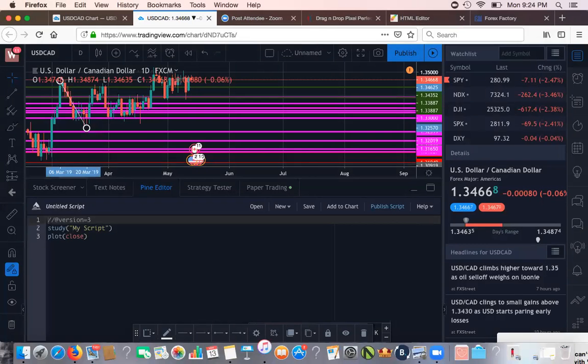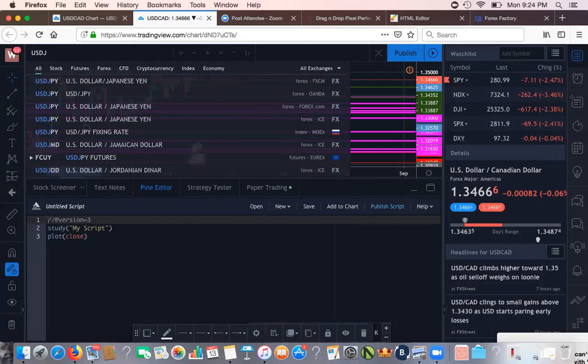What I'm going to do is pick another currency pair, because I don't want to confuse you with all these pink lines. So let me do another currency pair. USD JPY.